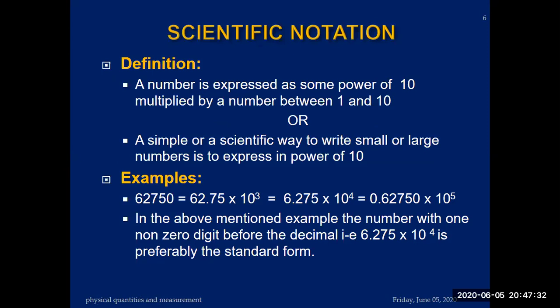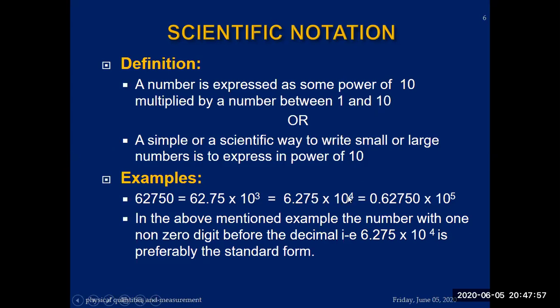In scientific notation, how is it defined? A number is expressed as some power of 10 multiplied by a number between 1 and 10. You are writing a power of 10 along with a number, starting from 1 up to 10, and then 10 to the power.